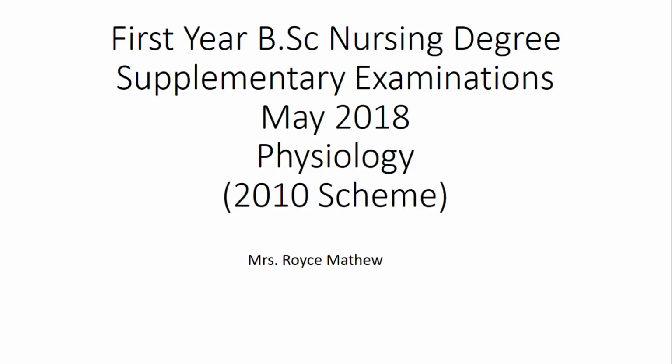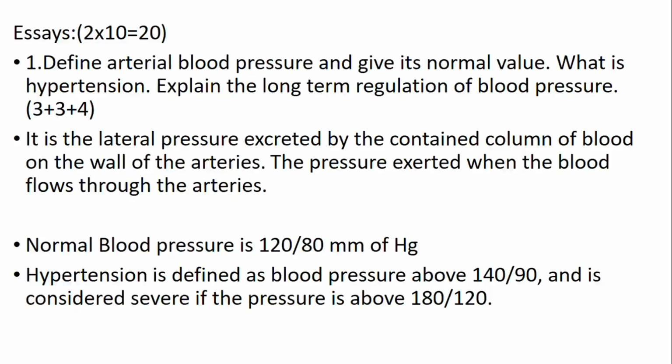Good morning students. Today we will see the solved question paper of May 2018, that is of 2010 Physiology. The first question is: define arterial pressure and give its normal value. What is hypertension? Explain long-term regulation of high blood pressure.